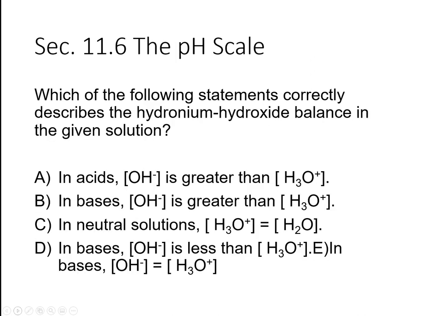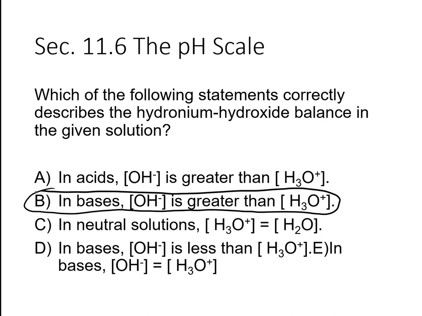Here's one on the pH scale. Which of the following statements correctly describes the hydronium hydroxide balance in the given solution? Is it A, B, C, or D? I agree. It's B. Now, the way I would go about this problem is before I even looked at all of the choices, A, B, C, or D, I would write out what I know.